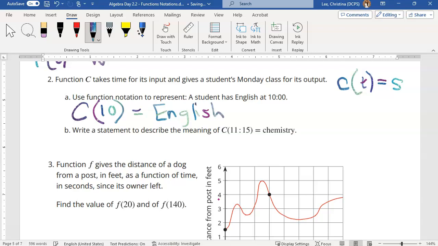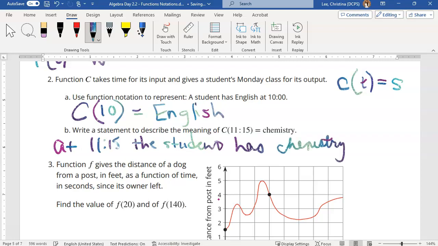Write a statement to describe the meaning of C of 11:15 equals chemistry. So this would mean at 11:15, the student has chemistry on Monday.